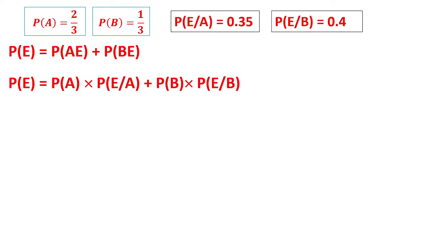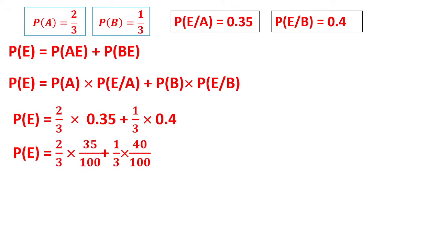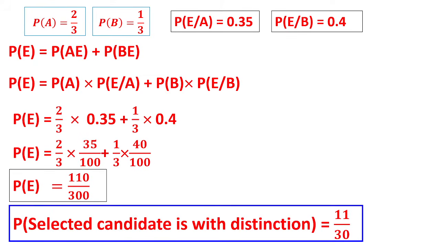Now we are using the multiplication theorem of probability, P of A into P of E given A plus P of B into P of E given B. Substitute those values. Here the one thing which you have to be very careful is you just convert everything as the denominator same, so that easy for you to calculate. Don't try to multiply and waste your time. Therefore I am making every denominator as 300, therefore it is 110 by 300 or 11 by 30.